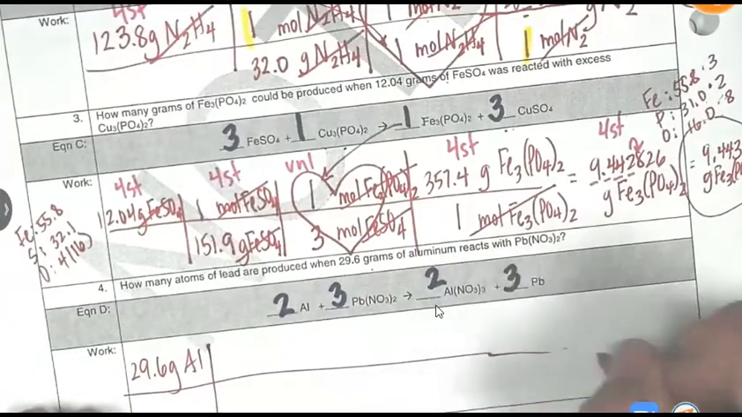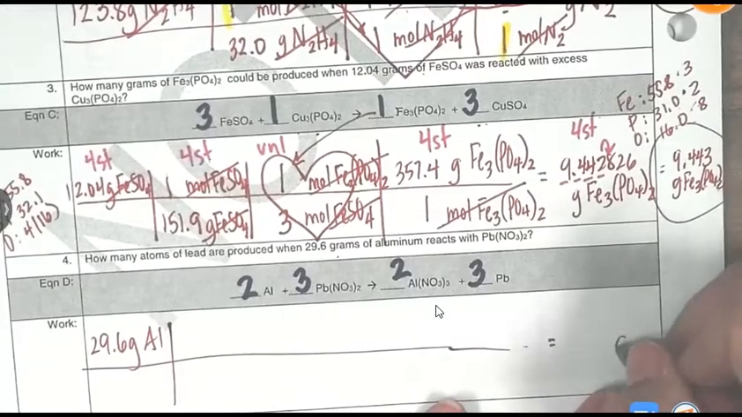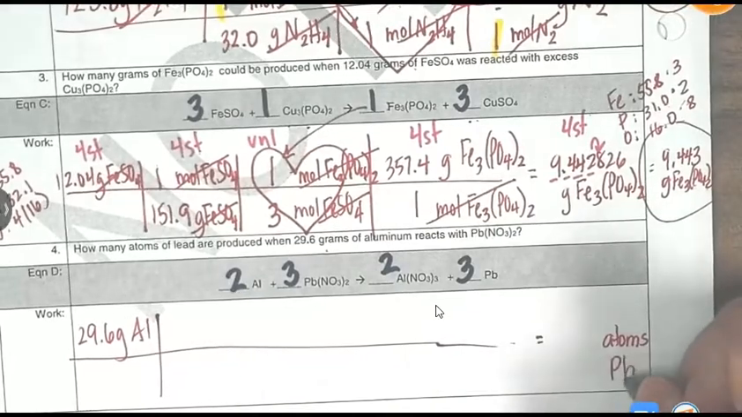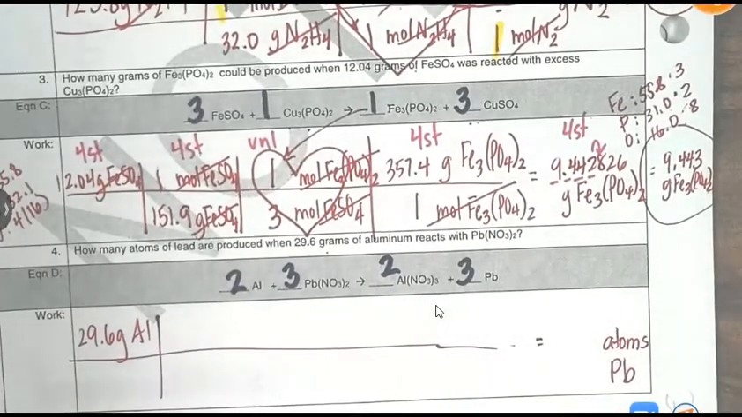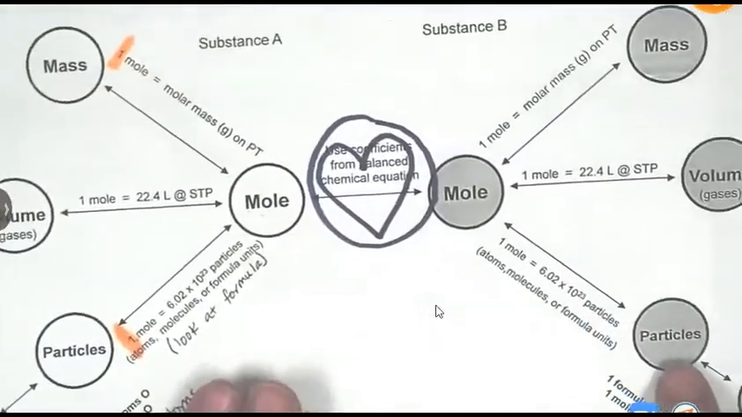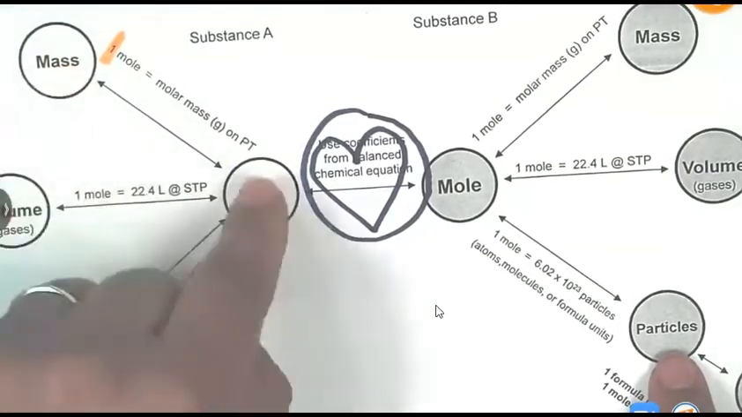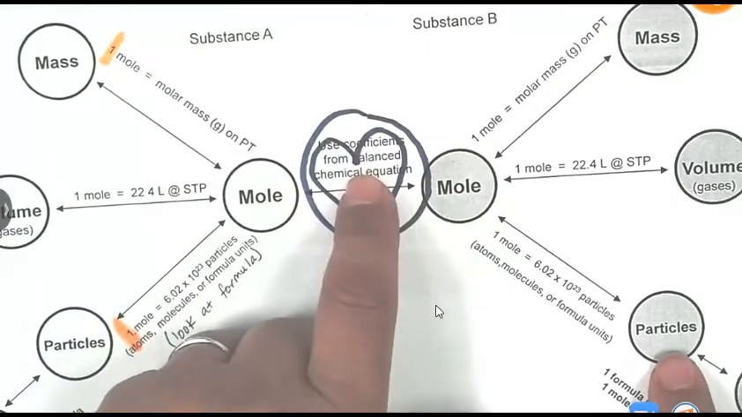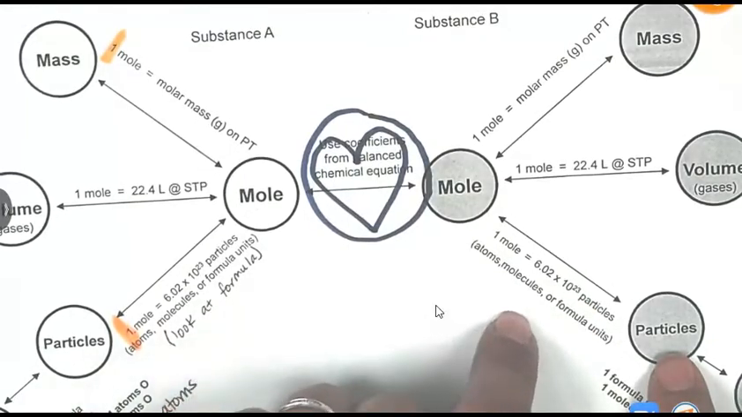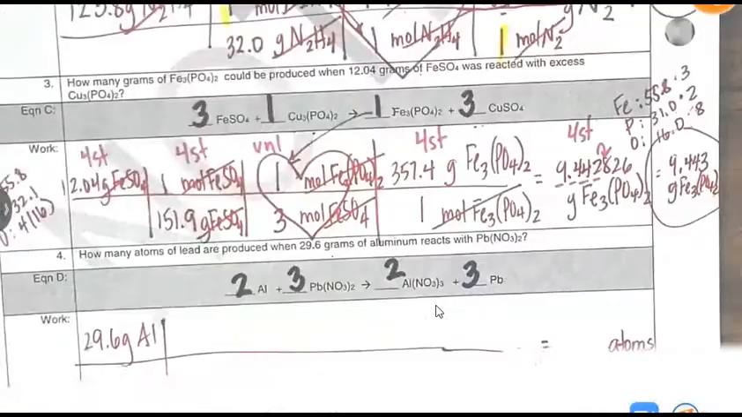Set up my workspace, right? And in the end, I don't want grams, I want atoms of lead. Well, what's lead? Pb. So how is this different on my stoichiometry island diagram? I'm going from mass to particles. So my first step is going from mass to moles, which means I'm going to use molar mass. And I'm going to use my mole to mole ratio, where I'm going to use the coefficients in the balanced equation. And I'm going to go from moles to particles using Avogadro's number. Remember, 1 always goes with the mole if it's not a part of the mole to mole ratio.